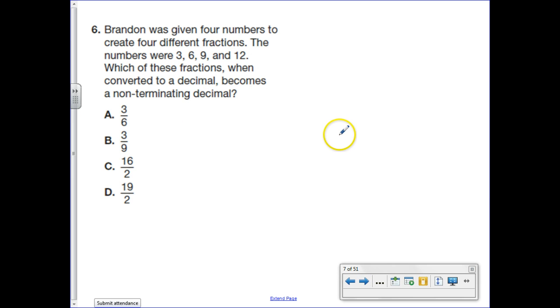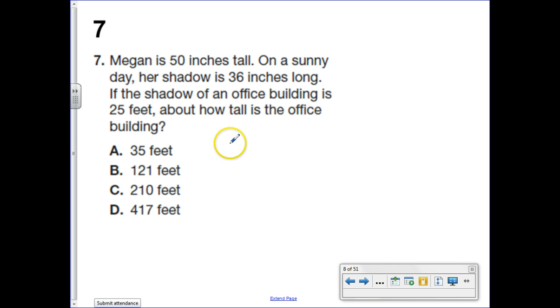Next, number 6. Brandon is given these 4 numbers to create fractions. One of them will be non-terminating. Non-terminating means it does not terminate. It does not stop. A is exactly 0.5. That stops. Look at C. 16 over 2 is exactly 8. That stops. 19 over 2 is 9.5. As a decimal, it's 9.5. That stops. This is 0.3 repeating. It's B.